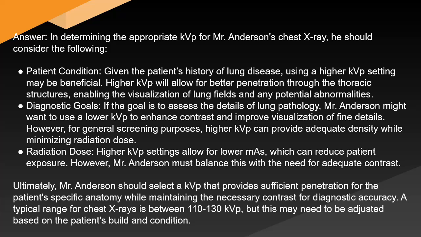However, Mr. Anderson must balance this with the need for adequate contrast. Ultimately, Mr. Anderson should select a kVp that provides sufficient penetration for the patient's specific anatomy while maintaining the necessary contrast for diagnostic accuracy. A typical range for chest X-rays is between 110 and 130 kVp, but this may need to be adjusted based on the patient's build and condition.